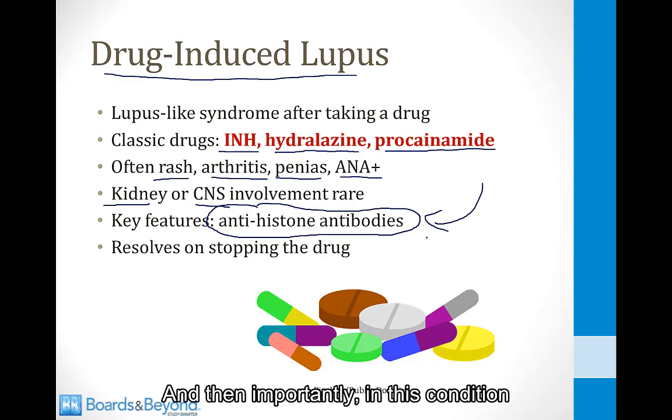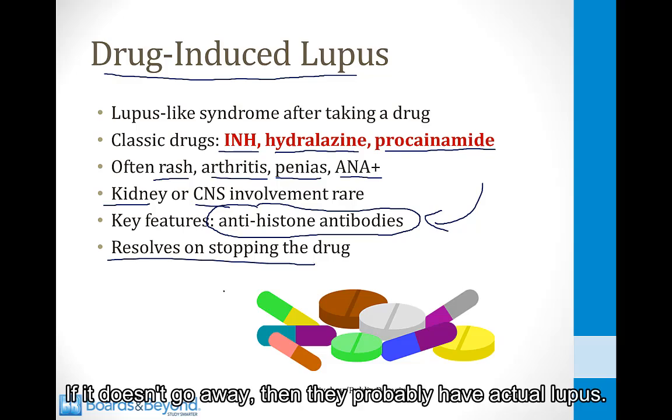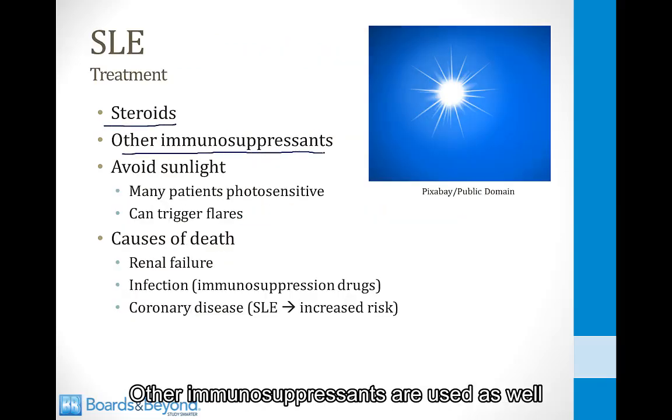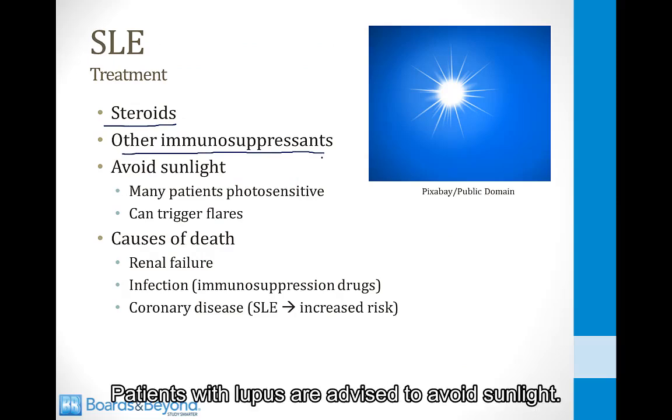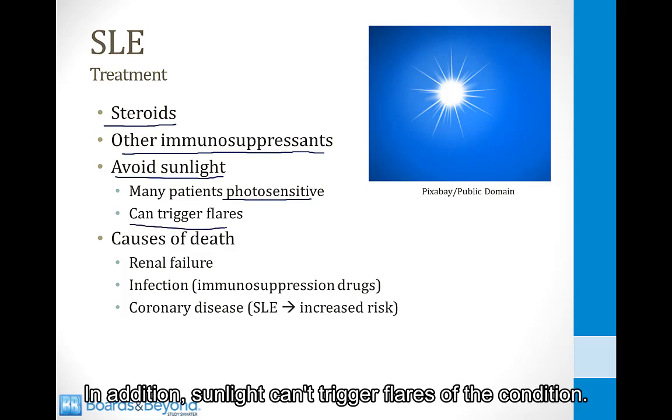And then importantly, in this condition, when you stop the drug, the syndrome goes away. If it doesn't go away, then they probably have actual lupus. Lupus flares are often treated with steroids. Other immunosuppressants are used as well to treat the condition. Patients with lupus are advised to avoid sunlight. Many of them are photosensitive and can develop a malar rash if they go out in the sun. In addition, sunlight can trigger flares of the condition.